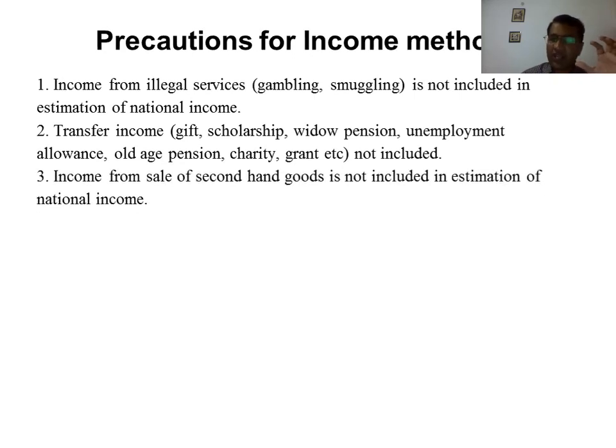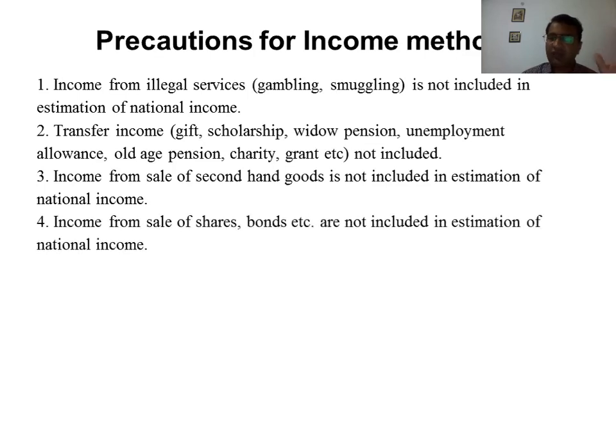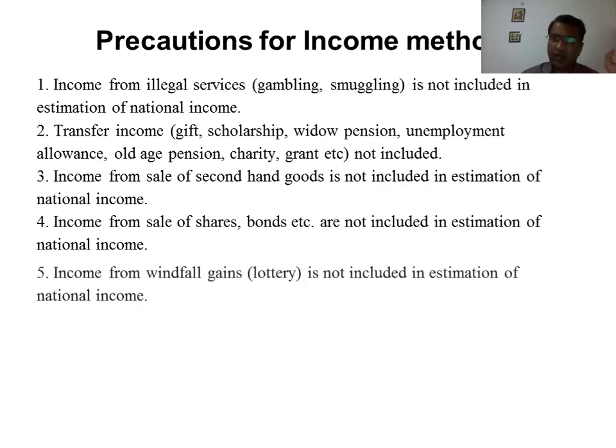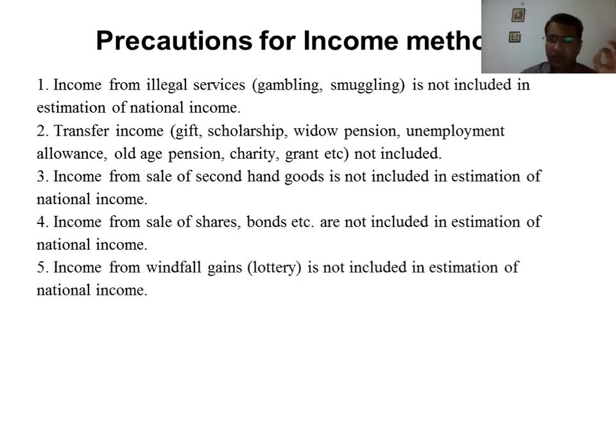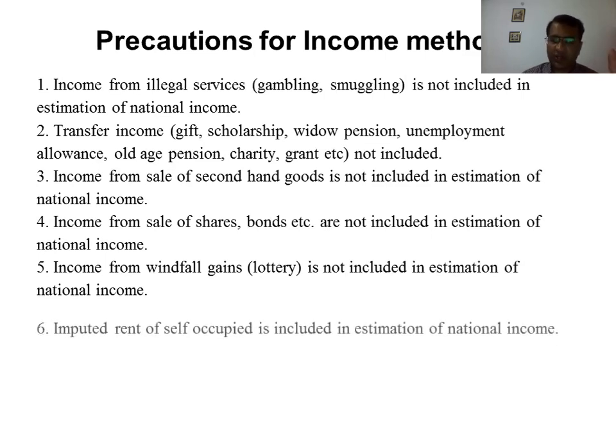Income from sale of second-hand goods is not included. If we purchase and sell second-hand goods and receive income, that will not be included because it is already included in the national income. Income from sale of shares, bonds, etc. is not included. It is only a financial transaction. Income from windfall gains and lottery is not included in national income because it is a transfer payment from one side to the other.